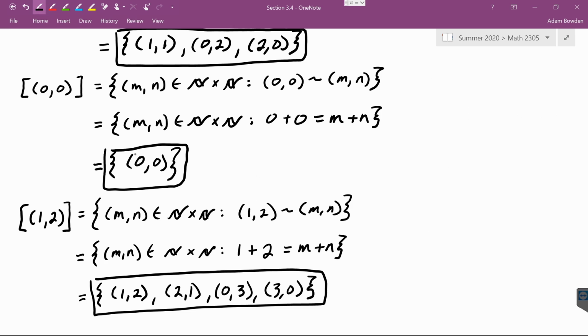And if we keep going, listing out all the different possibilities, sometimes there are a finite number of equivalence classes, sometimes there are not. But in any case, we are seeing, in this case, the ordered pairs being partitioned off into disjoint subsets.